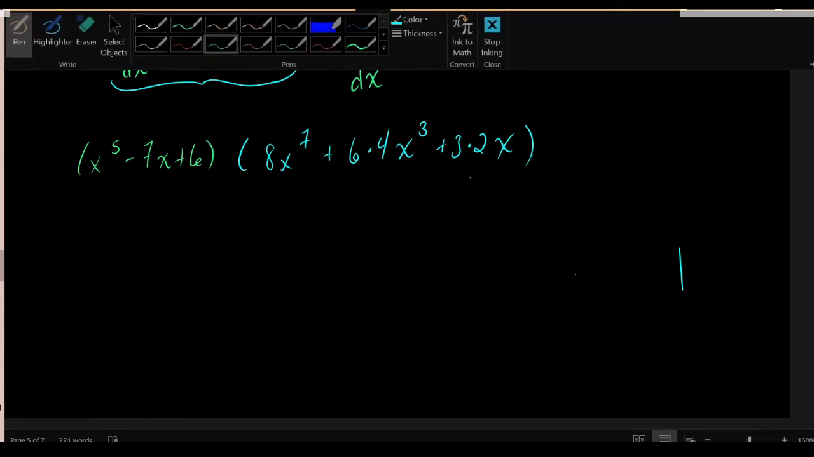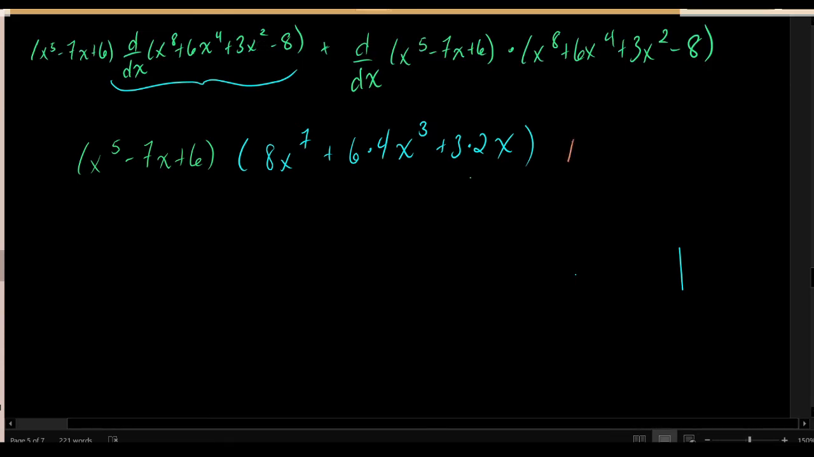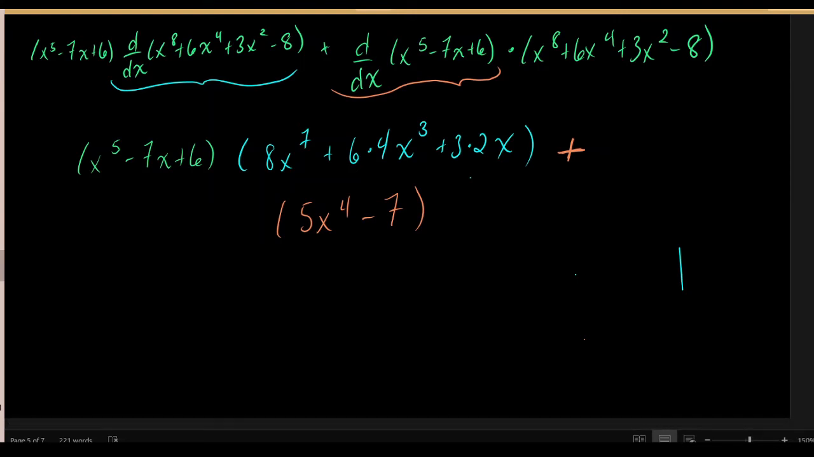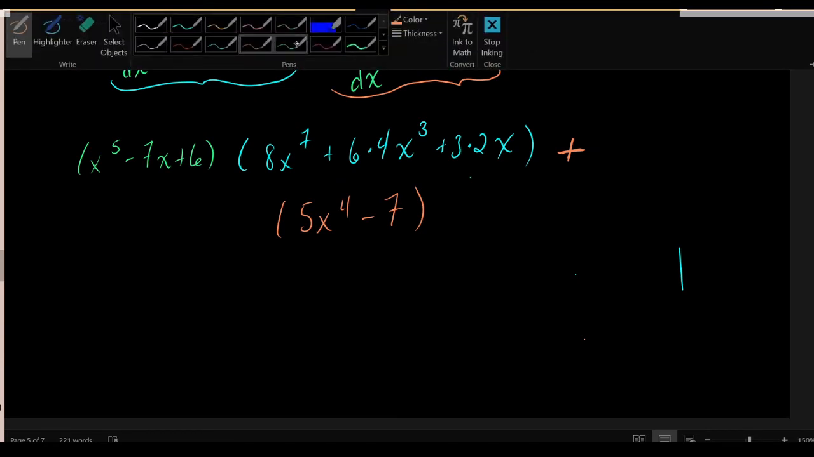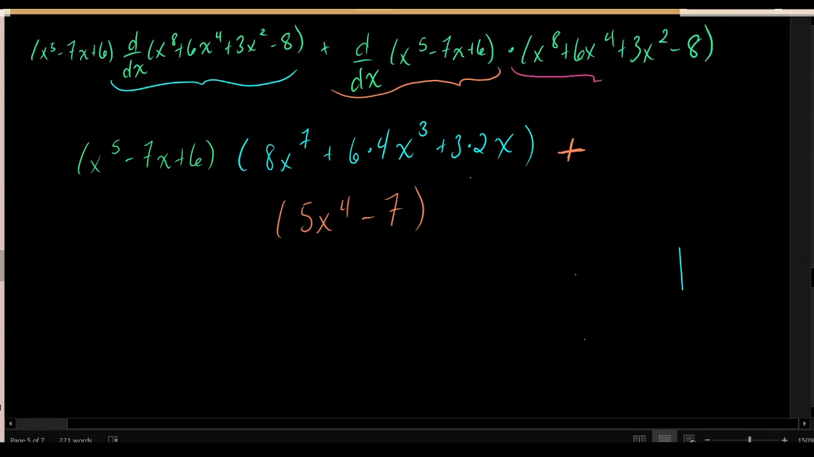Next, let's work on the derivative of the first factor. The derivative of x to the fifth is 5x to the fourth. The derivative of negative 7x is just minus 7. And the derivative of 6, since 6 is constant, will vanish. So the only thing left for me to do now is to copy-paste this original second factor to the last line.